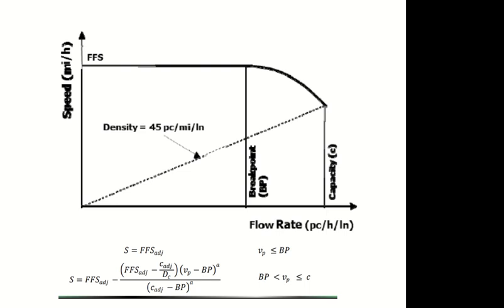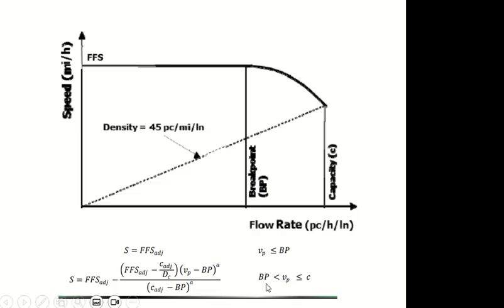In this equation you can see BP as well. BP is the breakpoint I told you, and you see VP, this one. This is the actual flow rate on the highway, and this flow rate must be more than breakpoint to use this equation. If the flow rate is less than breakpoint, then this equation is not required. You will say speed equals free flow speed. If flow rate is more than capacity, then this whole graph is not applicable. The graph does not show anything beyond capacity.